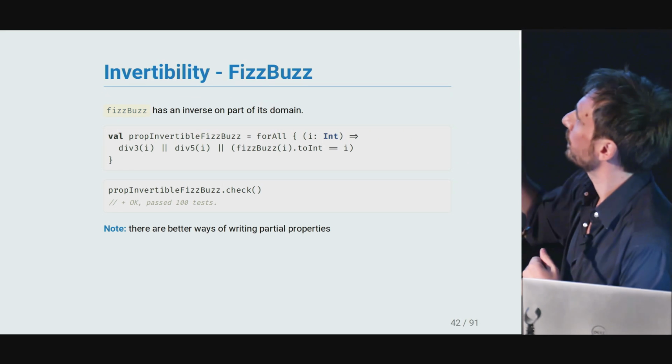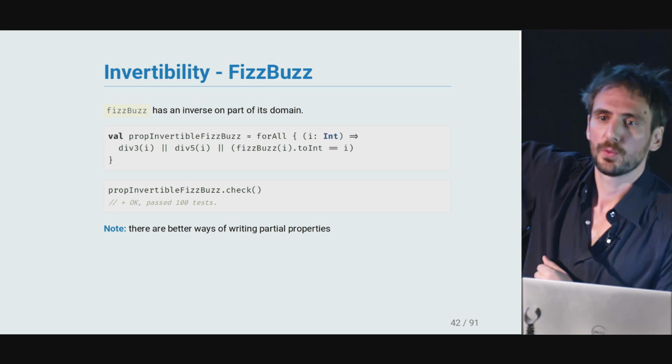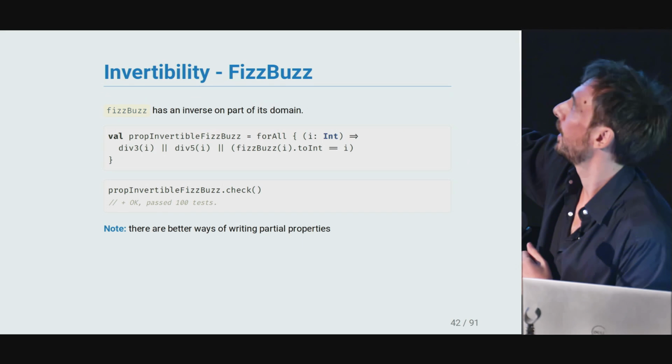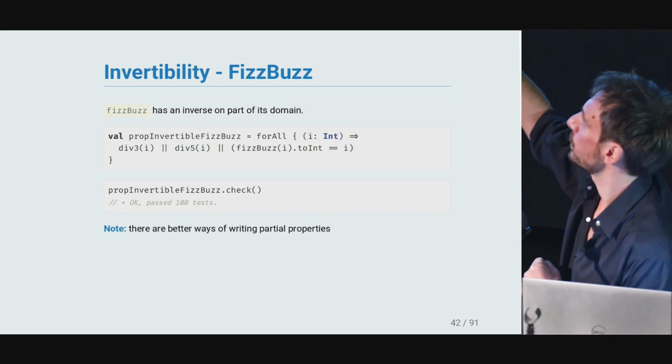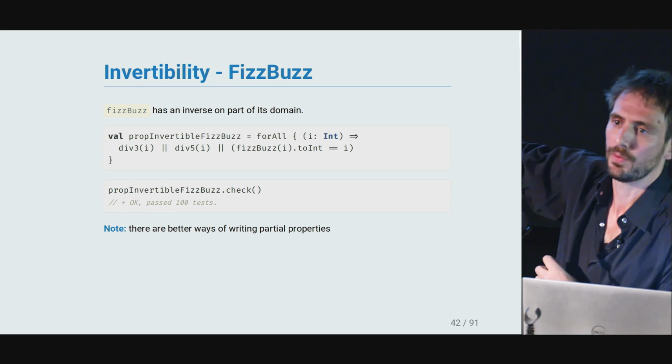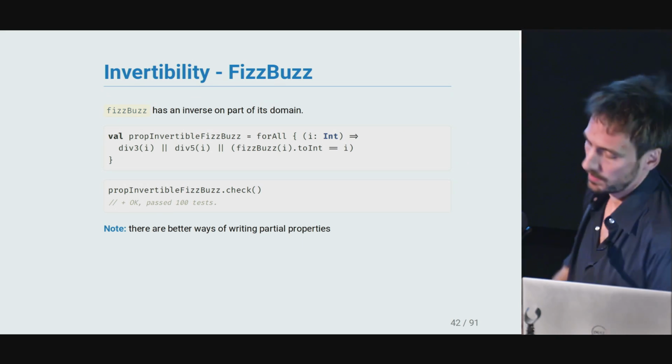And just to be clear, this is not the right way of writing partial inverses in ScalaCheck. I'm going to show that later. I didn't have enough room on that slide, so that works.